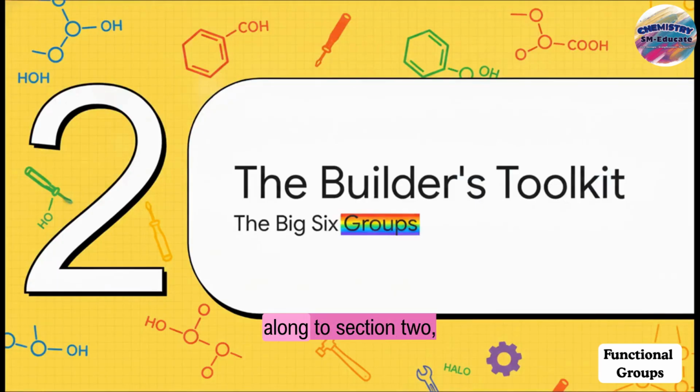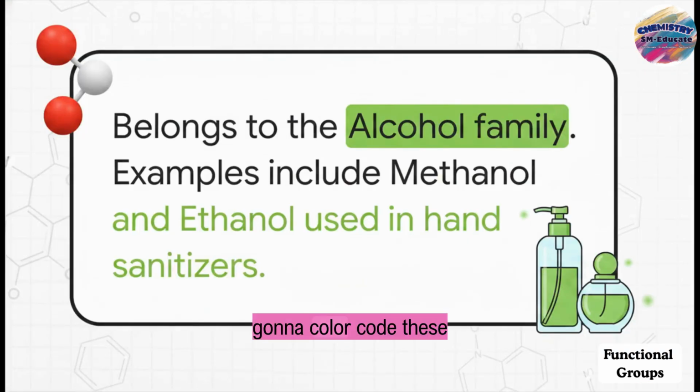All right, moving right along to Section 2, the builder's toolkit, or as I like to call them, the Big Six. We're going to color code these to make memorization a breeze for your exams. First out of the box is our green tool, the Hydroxyl Group. You'll see it written as -OH. Any organic compound rocking this OH group belongs to the alcohol family.